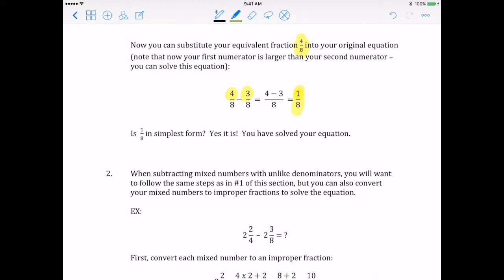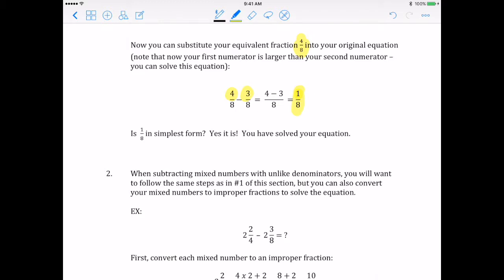Now, is 1/8 in simplest form? Yes, it is. So you've solved your equation. Now, when subtracting mixed numbers with unlike denominators, you will want to follow the same steps as in number 1 of this section, but you can also convert your mixed numbers to improper fractions to solve the equation.